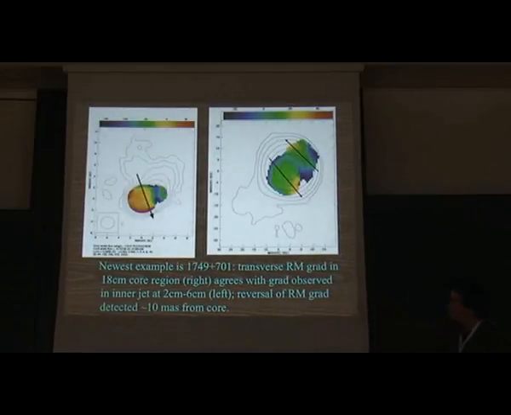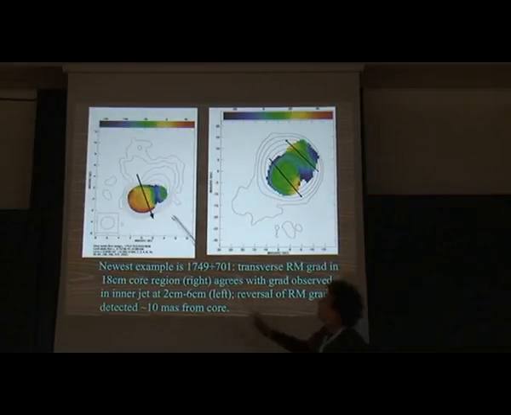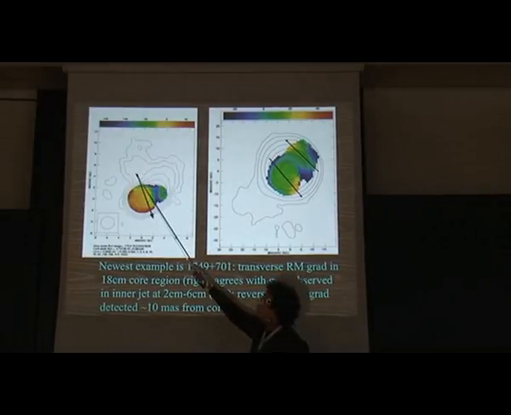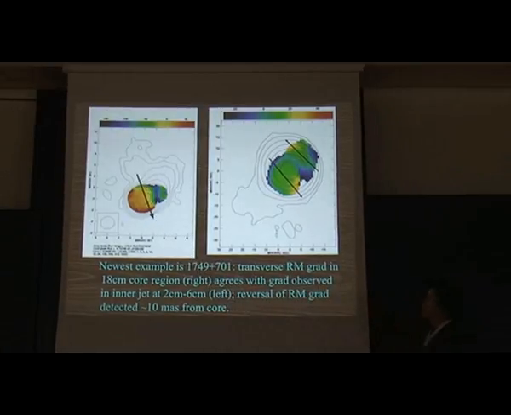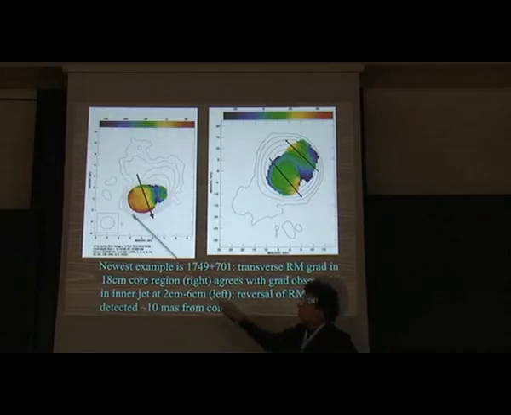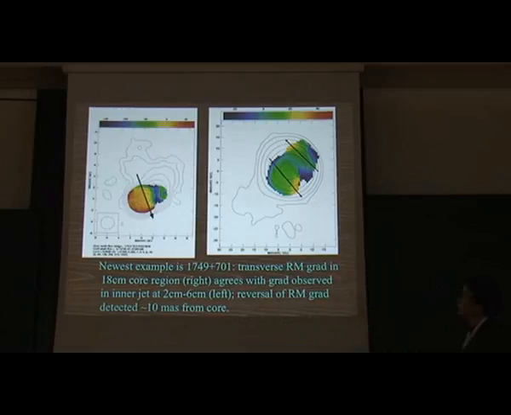This is the latest case, which is quite intriguing. I think it's really quite neat from an observational point of view. This is an image we saw before. Here's the inner part of that jet showing the gradient going down like this. This is based on 2 to 6 centimeter VLBI observations. This is a map of the source based on 18 to 22 centimeter VLBI.